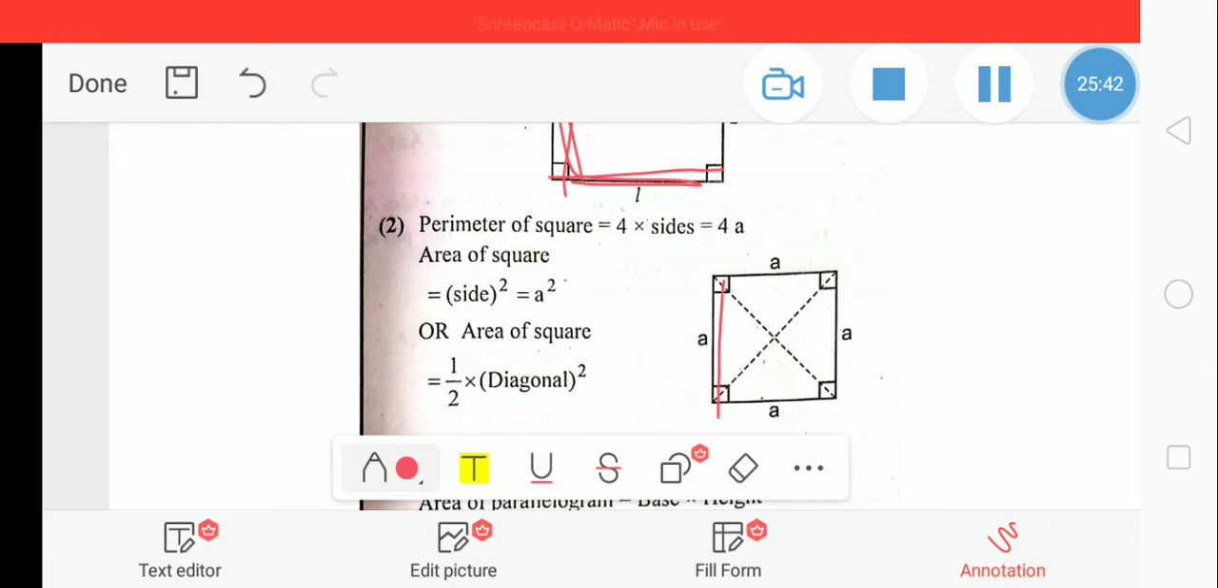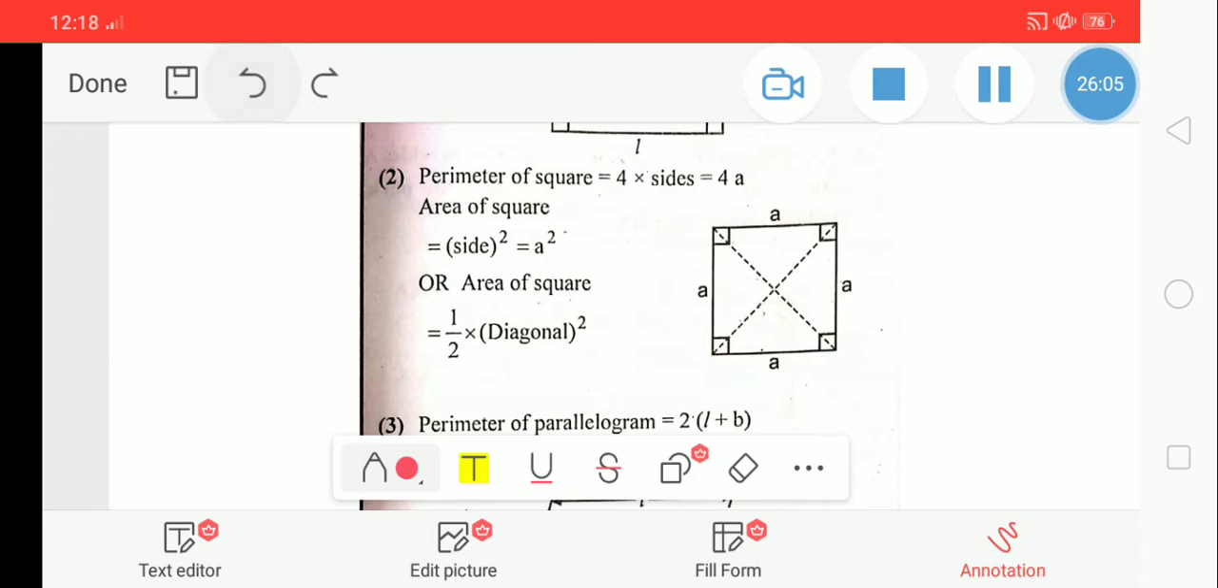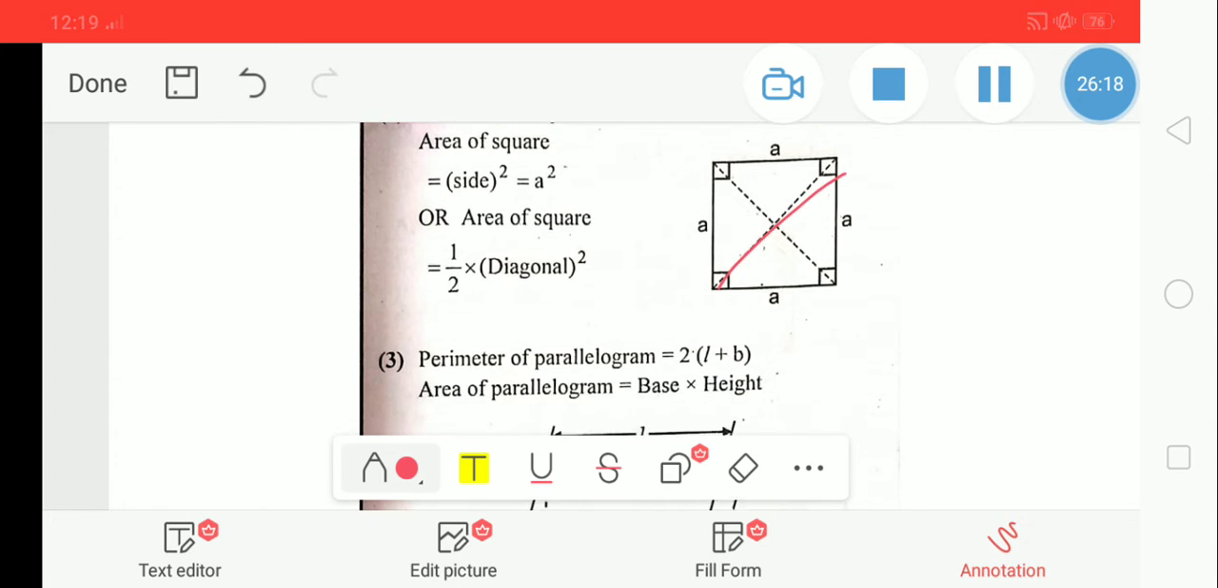Now a square, in this square all sides are equal, so we call this a square. The perimeter means a plus a plus a plus a, that is 4a, meaning 4 sides. Now the area of a square is a square, that is base multiplied by height. Or we can also find it as half of diagonal square. Both diagonals of a square are the same, so half of diagonal square.